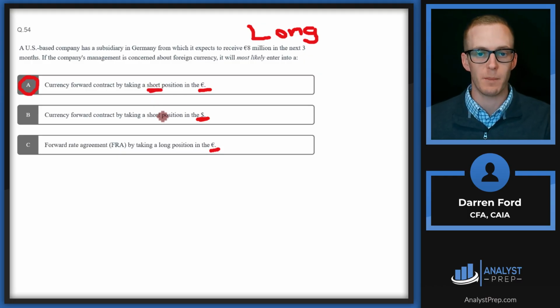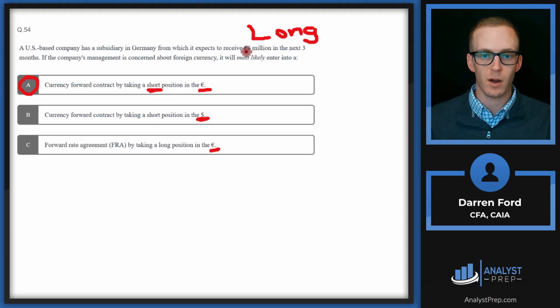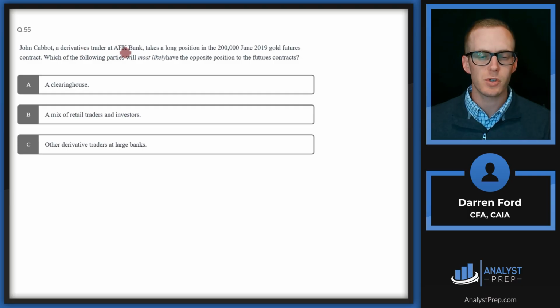And so what this would essentially be doing is if we're going short that 3-month contract, we're agreeing to sell at that price in 3 months. So when we receive our 8 million euro in 3 months, we then can turn around and sell that at the price in our forward contract for US dollar. Which is what we'd want this to be in since that's our domestic currency. Answer A.